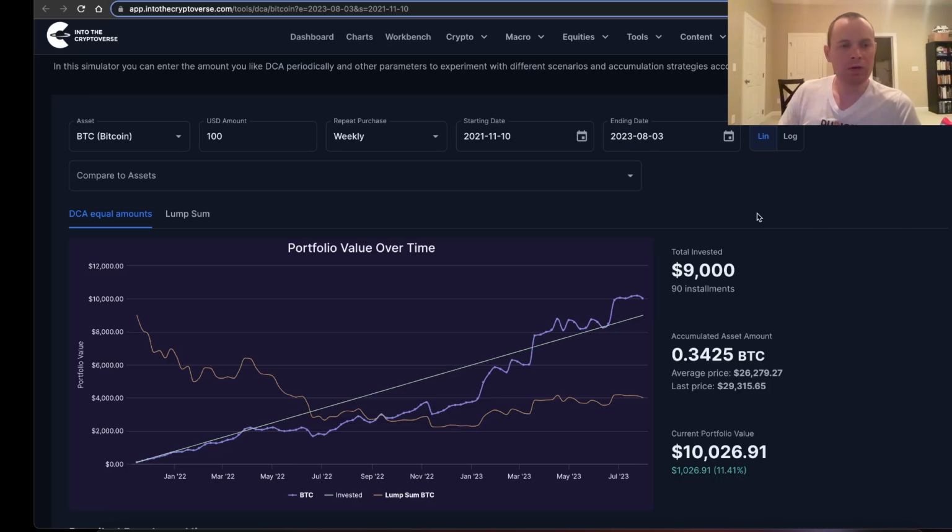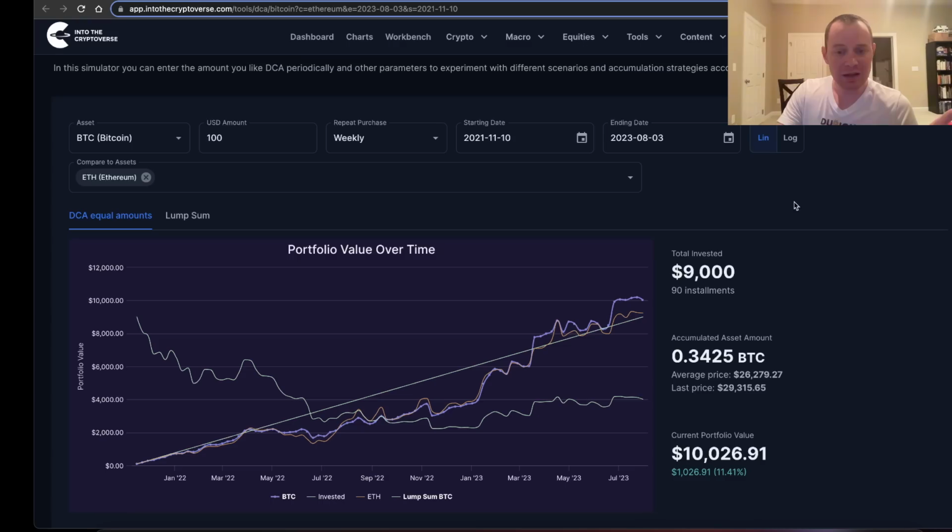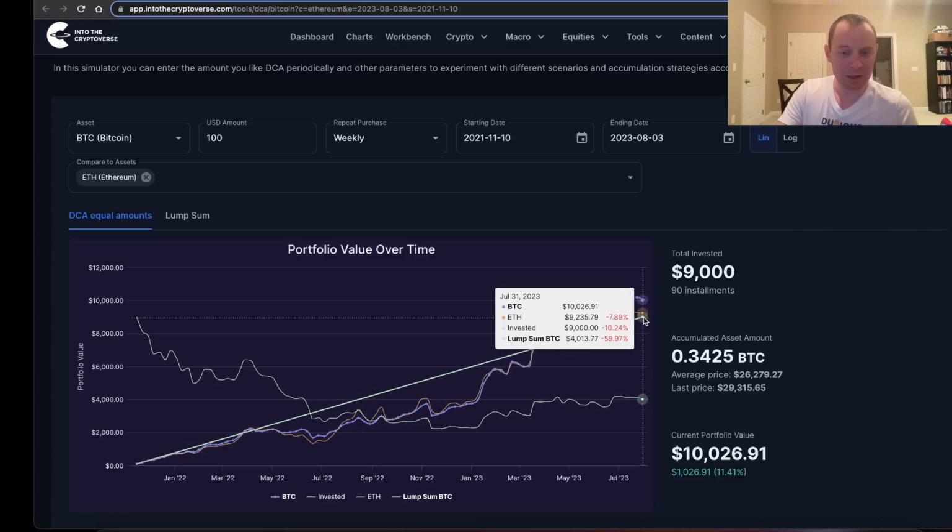So why don't we go through a DCA strategy for altcoins compared to Bitcoin over that same time period? Let's start with ETH. I don't even consider ETH an alt, but we're going to start with ETH. Had you DCA'd ETH instead of Bitcoin, your portfolio would still be up.